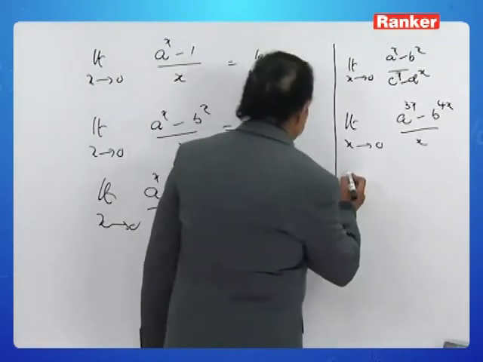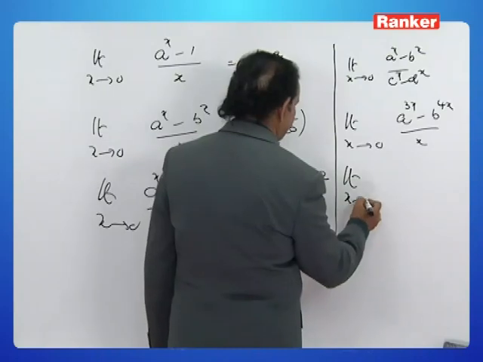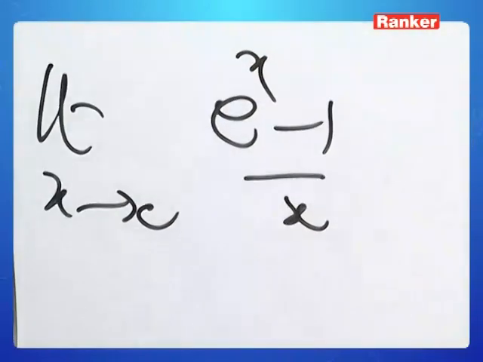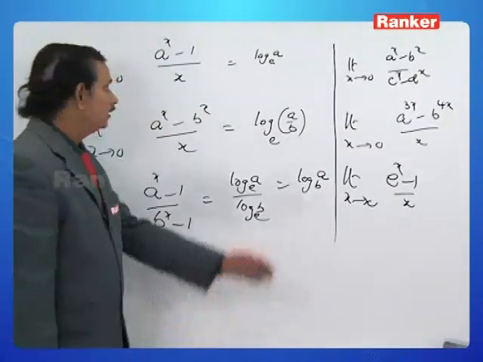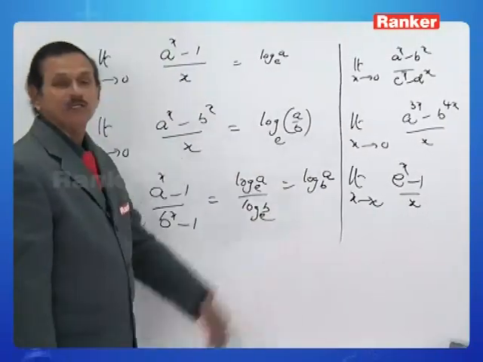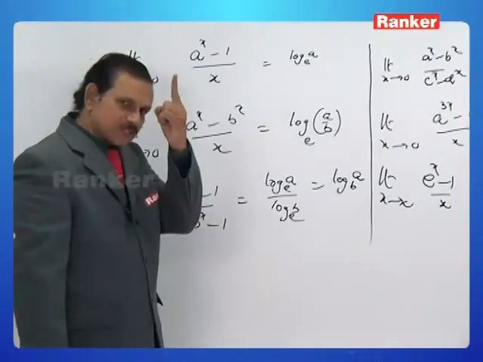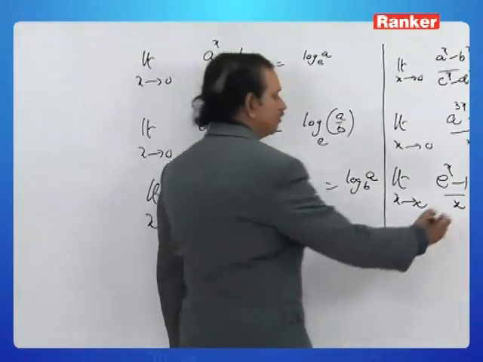Well, one more thing. Limit as x tends to 0, e power x minus 1. In the place of a, we have e. What is the answer? Log e to the base c. How much? 1. Answer is 1.